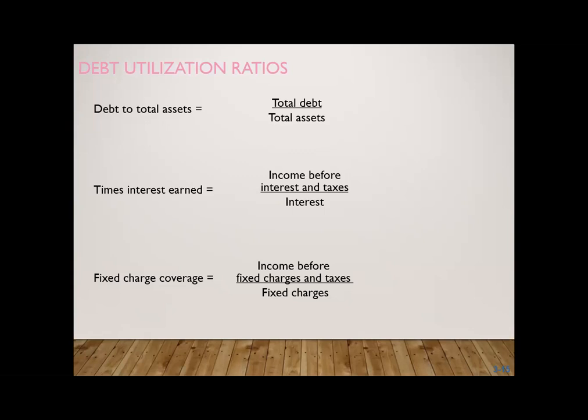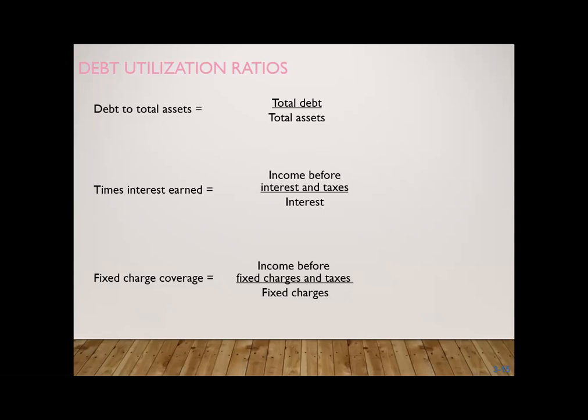And of course, just as a rule of thumb, you would like that debt to asset ratio to be below 50%. Again, it depends on the industry. Some industries, like the banking industry, have a very high debt to asset ratio. But for most industries, the rule of thumb would be a debt to asset ratio of less than 50%.